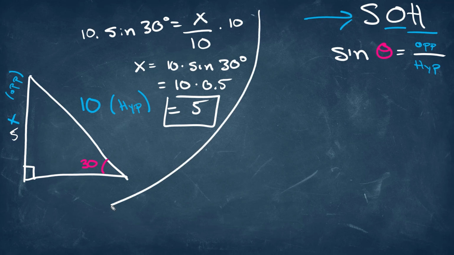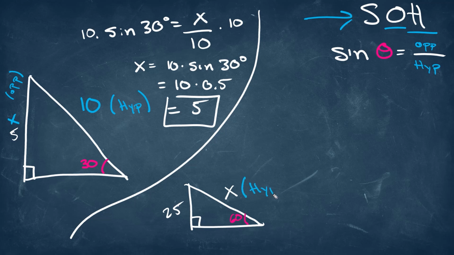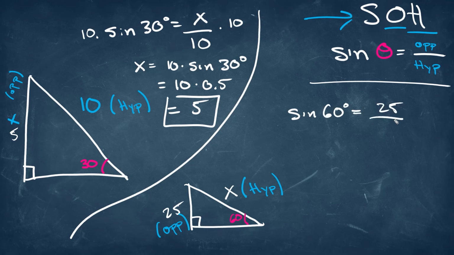Doing another example, let's say for instance we have a right triangle in which we have a side of 25 and we're trying to solve for x here. The angle for this is going to be 60 degrees. We know that the side opposite of the right angle is going to be the hypotenuse. And the side opposite of our angle of 60 degrees will be our opposite side. Using the equation here, we would see that we have sine of 60 degrees is equal to 25 over x.